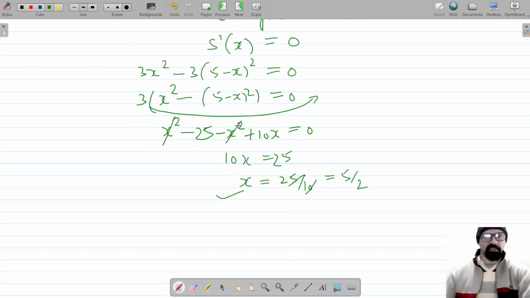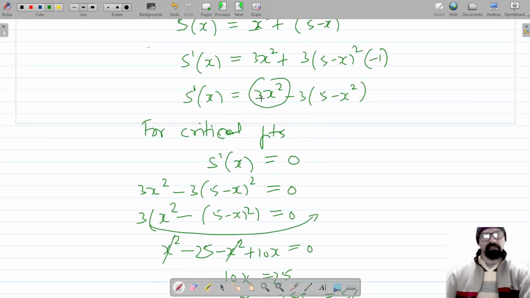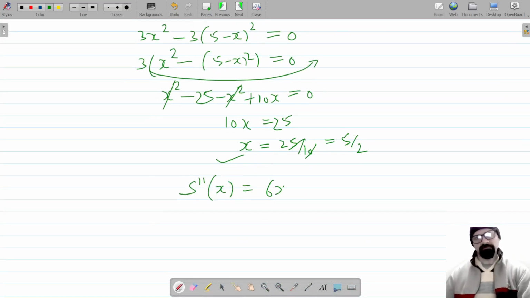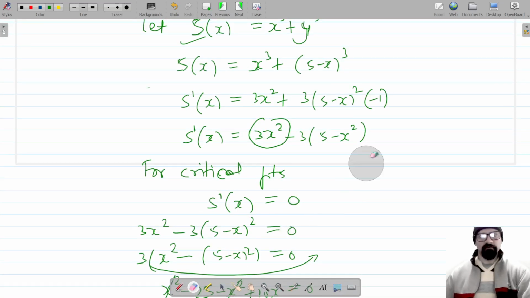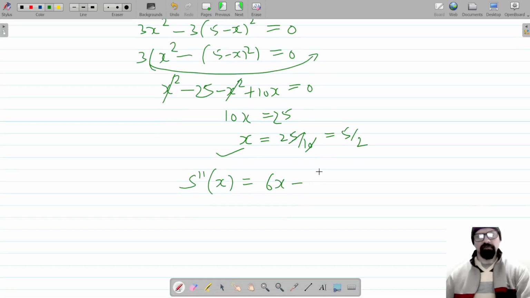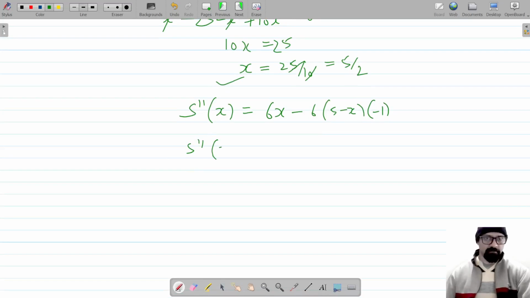उसके लिए find out करेंगे second order derivative. So let's find out the second order derivative. So second order derivative इसका हो जाएगा 6x minus, इसका हो जाएगा 5 minus x the whole square, so इसका हो जाएगा 3 into 2 is 6 into 5 minus x और negative x की differentiation, this is s dash double dash x, second order derivative. So this is 6x plus 6 into 5 minus x.